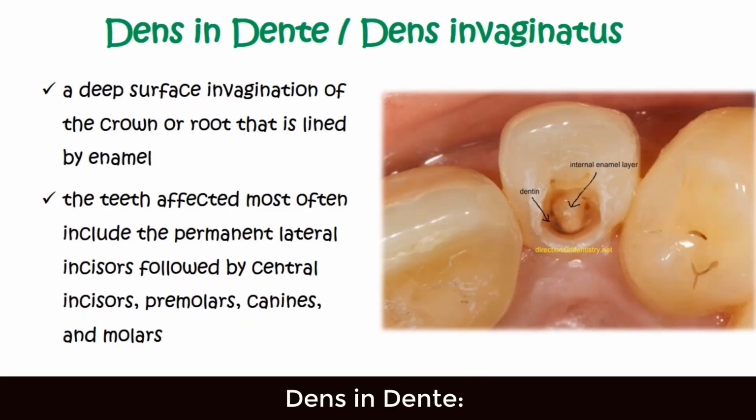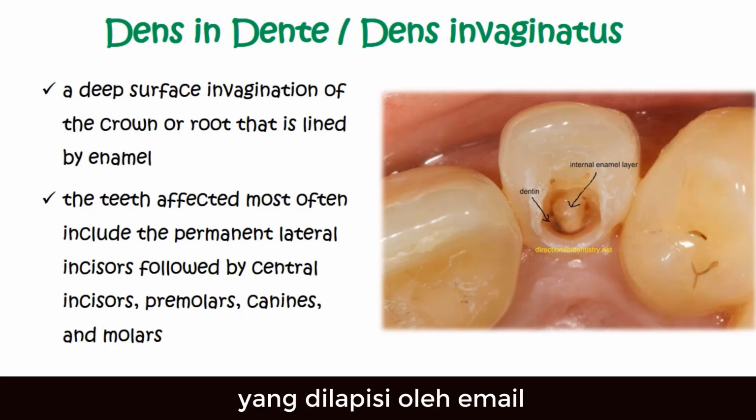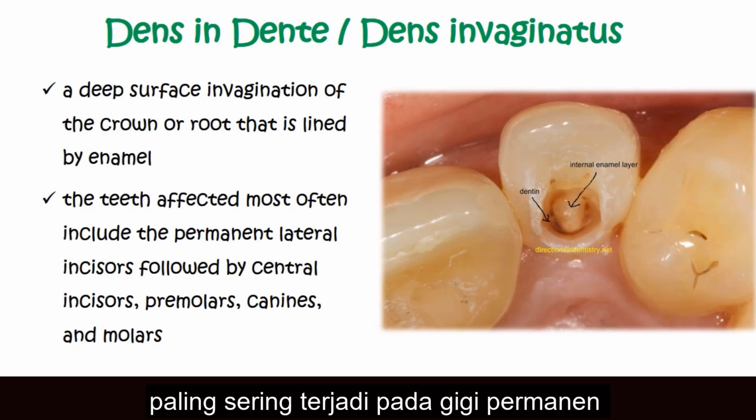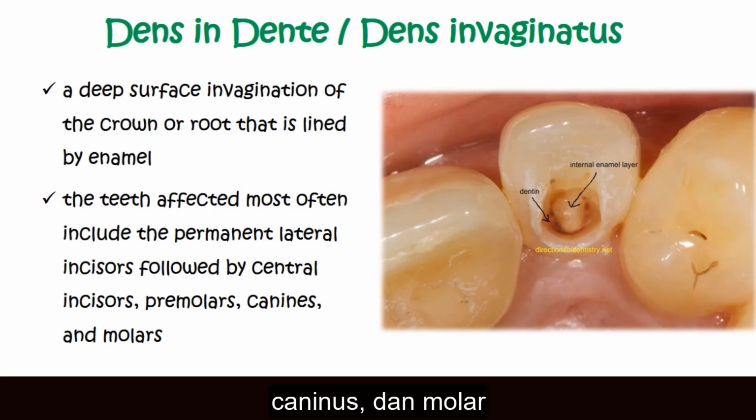Dens invaginatus is a deep surface invagination of the crown or root that is lined by enamel. It is called dens invaginatus. The teeth affected most often include the permanent lateral incisors, followed by central incisors, premolars, canines, and molars.